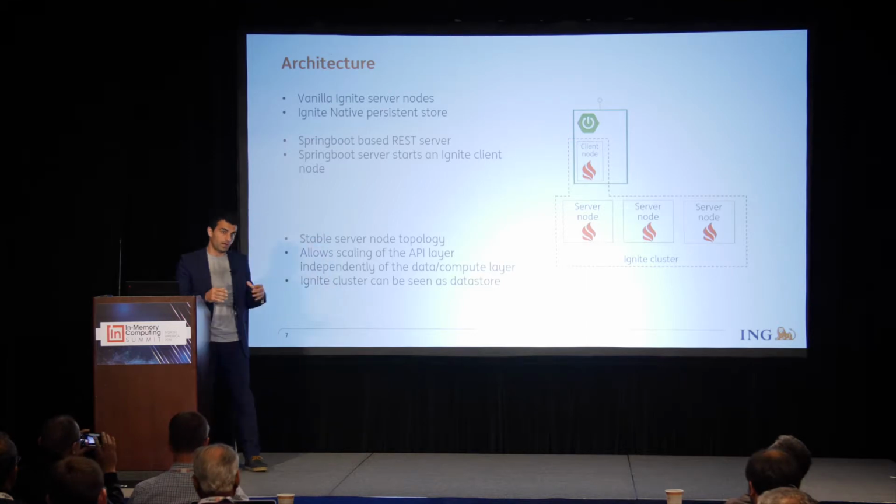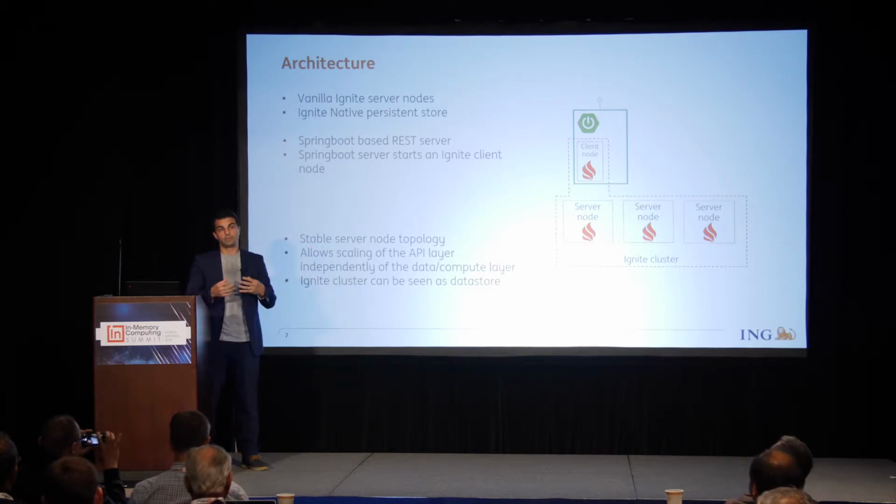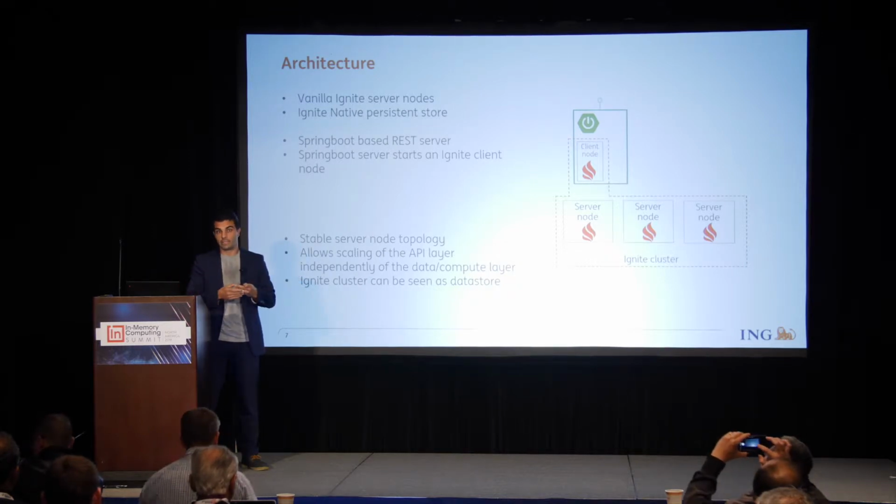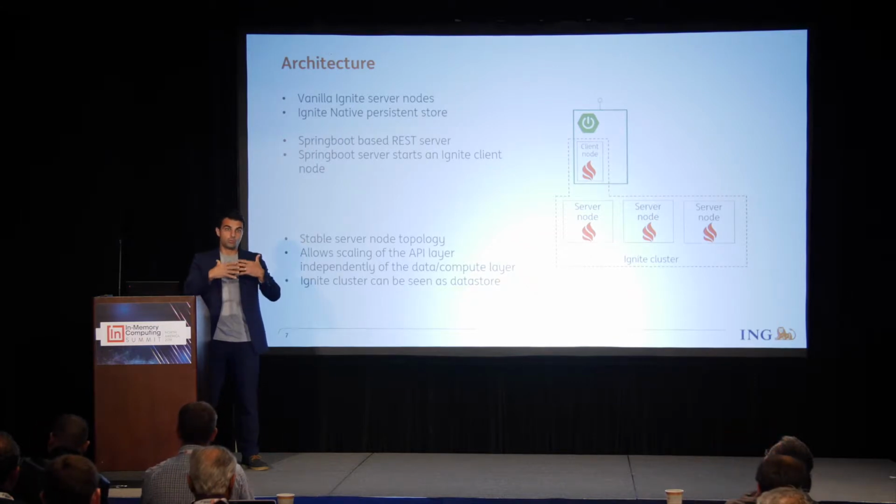That helps us to have a stable server topology, because when you have a data grid, you want the server nodes to be as stable as possible. Because as soon as you remove or add servers, you have a rebalancing of data. And when you have tons of data, it can take time and can lead to issues. So here we want to stabilize the topology of our server nodes as much as possible.